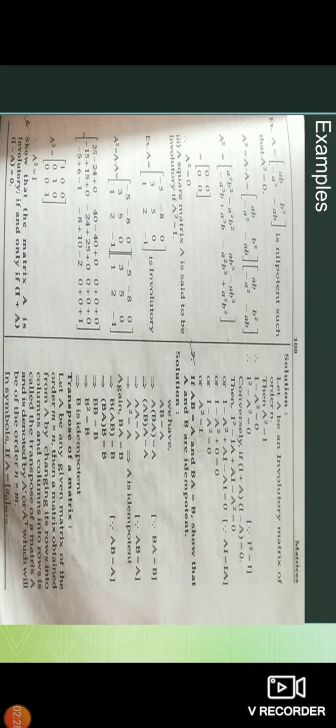Now involutory matrix म्हणजे काय, तुमचा मॅट्रिक्स काय पाहिजे, स्क्वेअर मॅट्रिक्स पाहिजे. कॅपिटल ए इज इक्वल टू स्क्वेअर मॅट्रिक्स आणि ए स्क्वेअर इज इक्वल टू आय. आय मीन्स आयडेंटिटी मॅट्रिक्स. Identity matrix means 1 0 0, 0 1 0, 0 0 1.